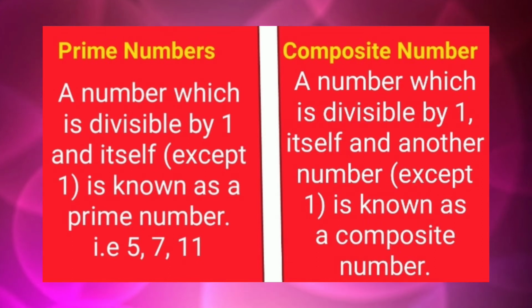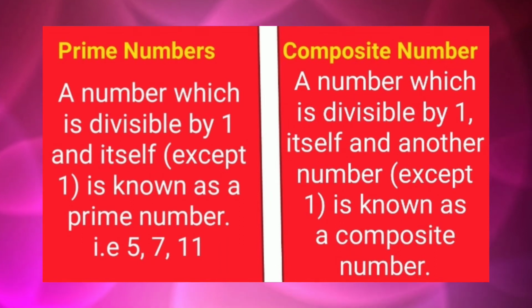A positive integer or an algebraic expression that has more than two factors is termed composite. A number which is divisible by 1, itself and other numbers except 1 is known as a composite number. For example, 10, 15, 16, etc.